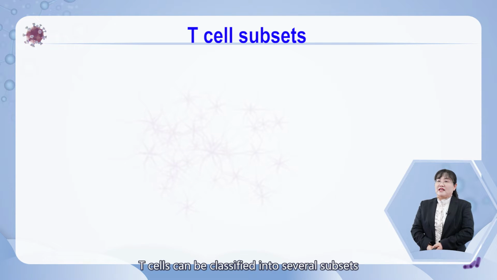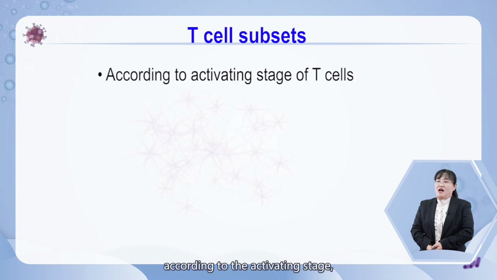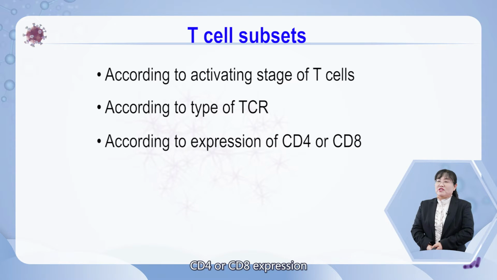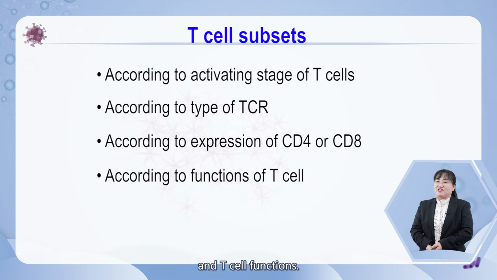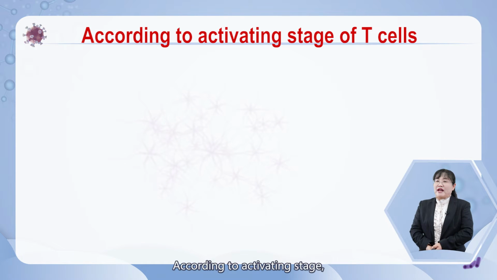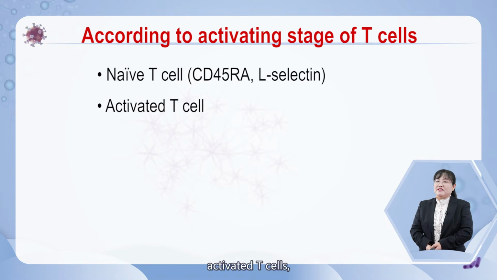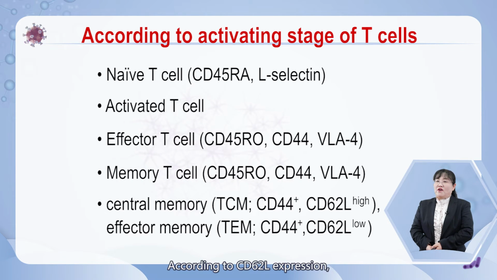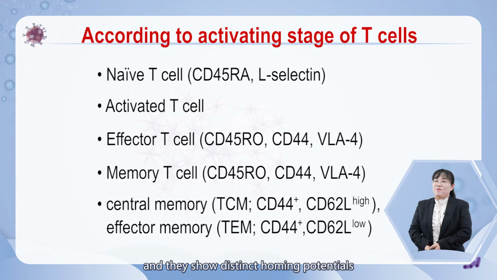T cells can be classified into several subsets according to the activating stage, TCR type, CD4 or CD8 expression, and T cell functions. According to activating stage, T cells are divided into naive T cells, activated T cells, effector T cells, and memory T cells. According to CD62 ligand expression, memory T cells are divided into TCM and TEM, and ensure distinct homing potentials and effector functions.